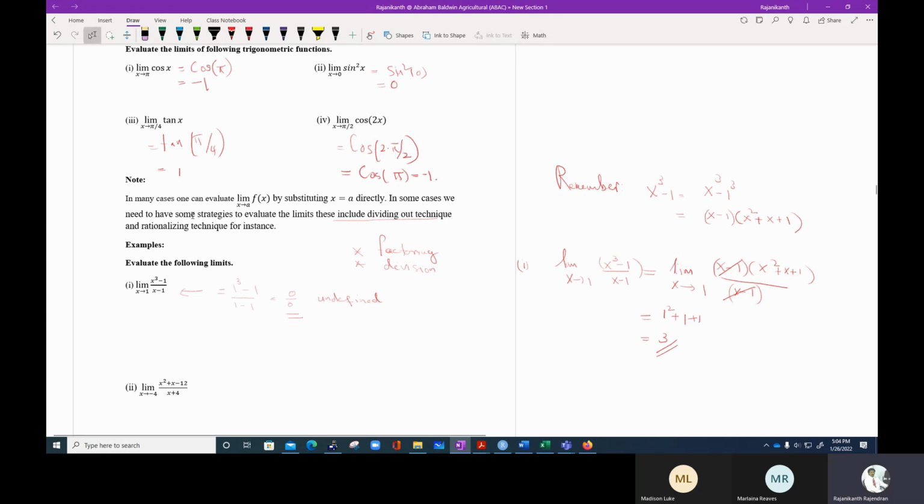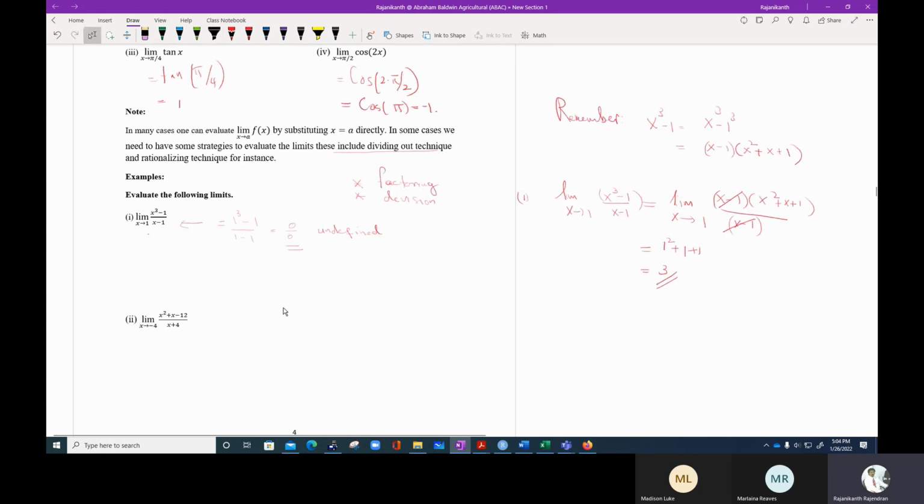So you have to use these techniques. Now here I'm giving a hint. So factor the numerator and check like earlier we did.